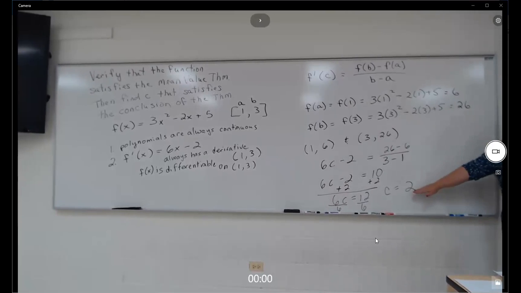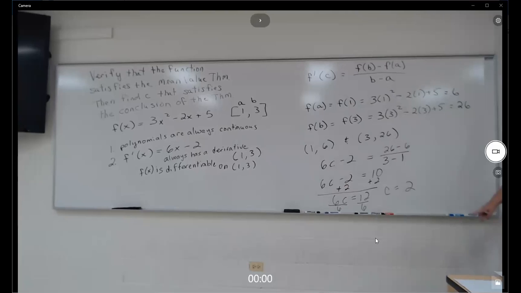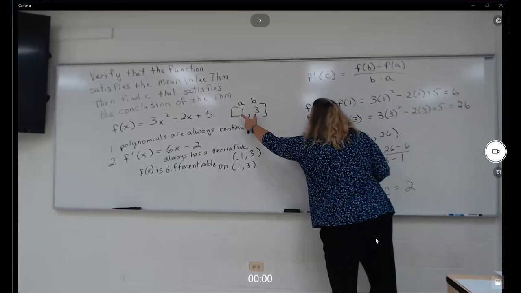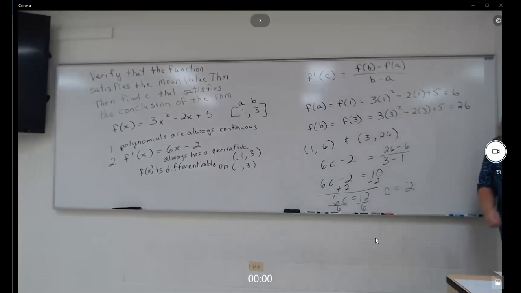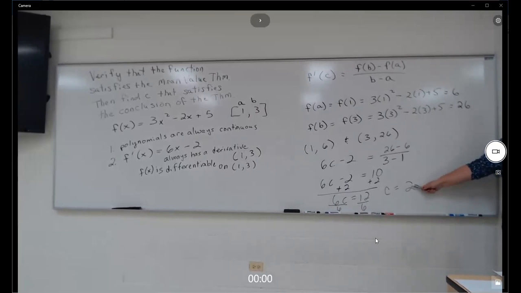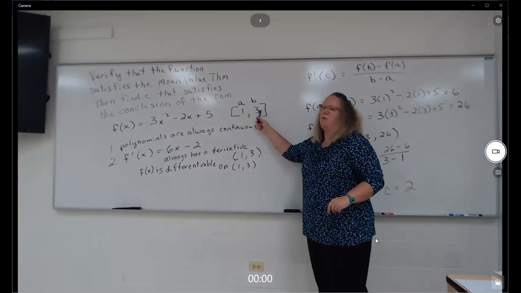Okay, what is that telling us? When x is 2, the tangent line has the same slope as the line that goes through the endpoints. Does that make sense? The point where the x coordinate is 2, the slope of the tangent line at 2, has the same slope as the line that's going through the endpoints.